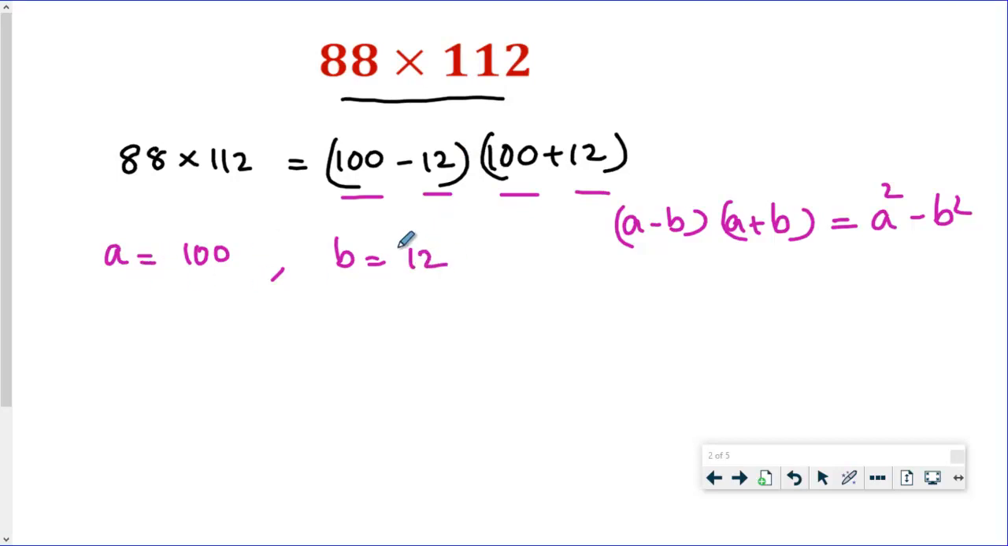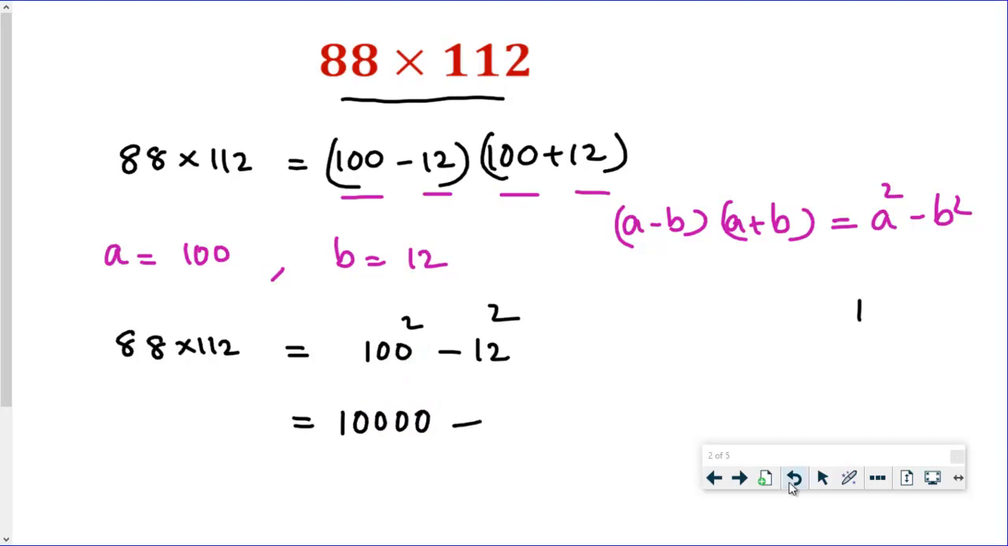Now using a and b, we can write 88 into 112 in the form of a square minus b square. Here a is 100, so we can write 100 square, minus b is 12, so 12 square. Now you have to square 100. For squaring 100, 1 square is 1. Here there are 2 zeros, so we have to add 4 zeros.